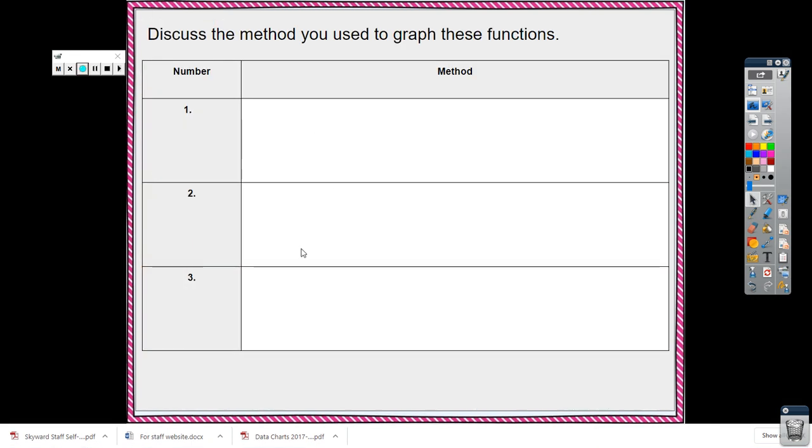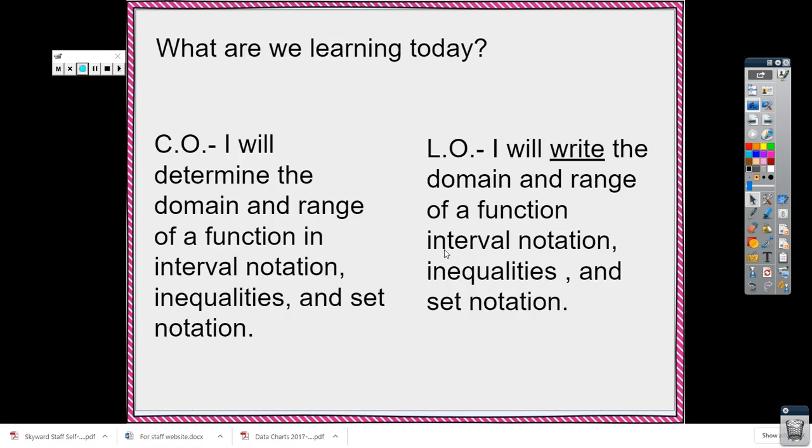So going over the video, just discuss what method we use to graph it, how I set it up. I want you to type it in your responses for 1, 2, and 3. Okay, so what we're learning for today is I will determine domain and range of a function in interval notation, inequalities and set notation, and you guys will write the domain and range of a function in interval notation, inequalities and set notation. So there is going to be some writing. It's not writing like in an English class, but basically how we write in math.